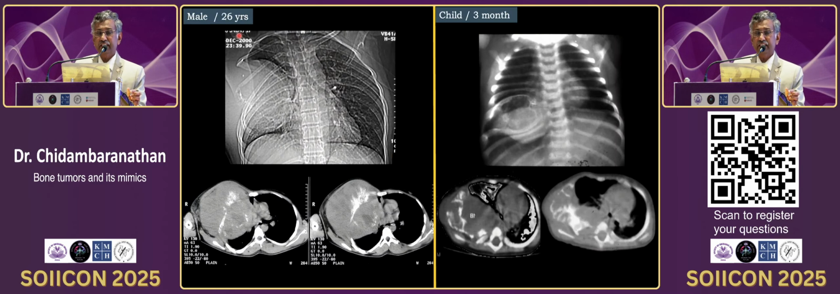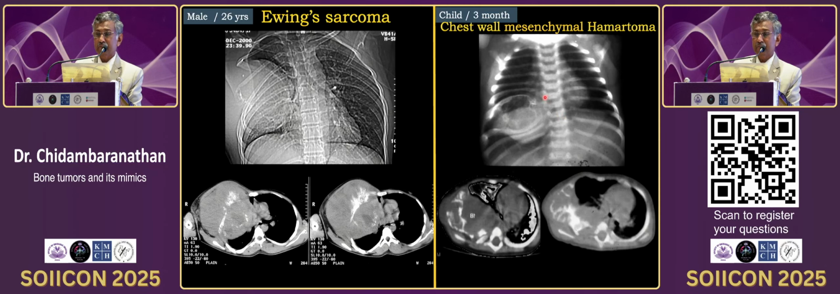Here is a 26 years old, this is a 3 months old child. Okay, both are chest wall lesions. Here the expanding lesion, the soft tissue mass, has a sclerotic rim and a speculated margin. Here also an expanding lytic lesion with soft tissue in a 3 months old child. What are they? This is a dysplastic bone, either a bone forming tumor. Okay, this is Ewing sarcoma. This is dysplastic or maybe a chest wall mesenchymal hamartoma. Okay, both are similar looking.